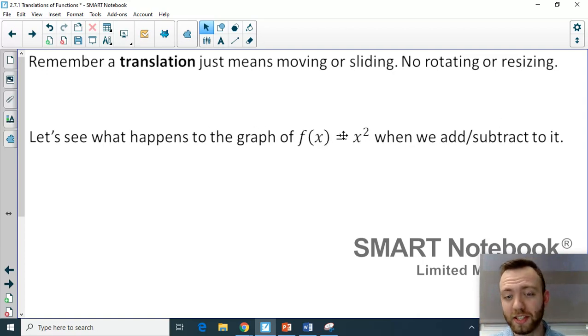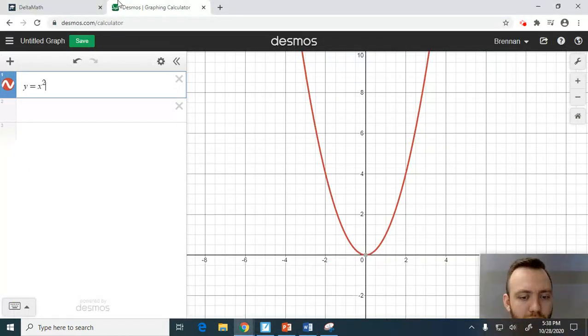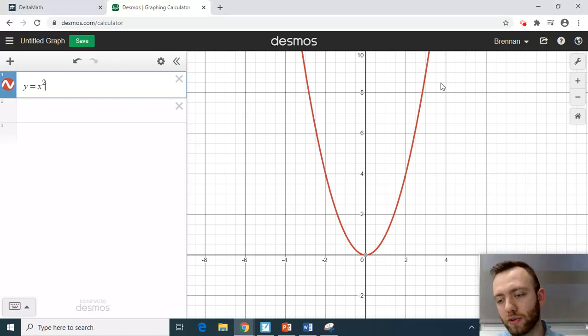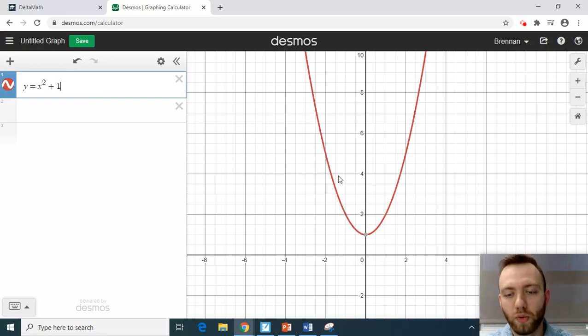So let's just play around with a couple translations. Let's see what happens to the graph of f of x equals x squared when we add or subtract to that. And for this, I'm going to go to Desmos here, and here's our parent graph, or just f of x equals x squared, something super nice. Now let's add something to the outside of it. Let's add +1. What happened to this graph?